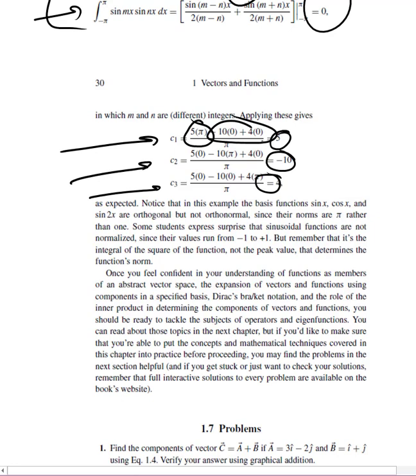Remember, just because you have sines and cosines does not mean they're normalized. A lot of students are somewhat surprised by this, thinking, well, sines and cosines go from minus 1 to plus 1. That's true, but the condition for normalization has nothing to do with the peak values, but the integral of the square of the function. And over this range, that did not turn out to be 1. It turned out to be pi.